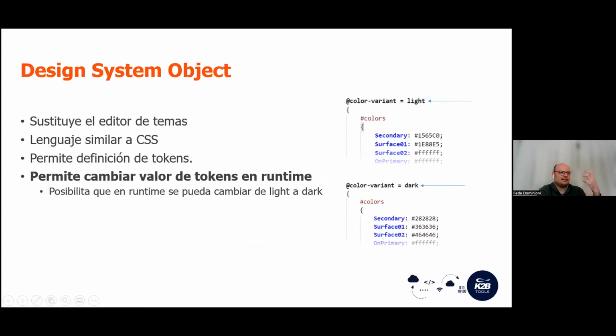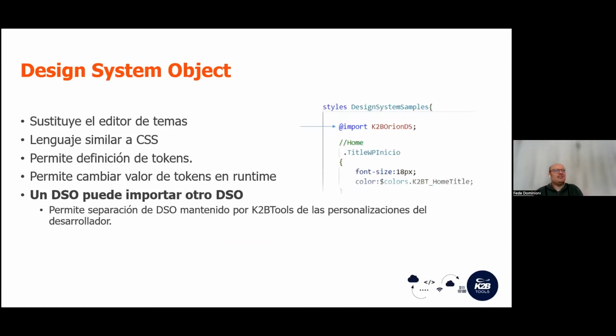You say, for example, these are the colors that we're going to use in the light mode, and these are the dark mode colors, and you can just change that very easily. The other thing that is critical is that a design system object can import another design system object.